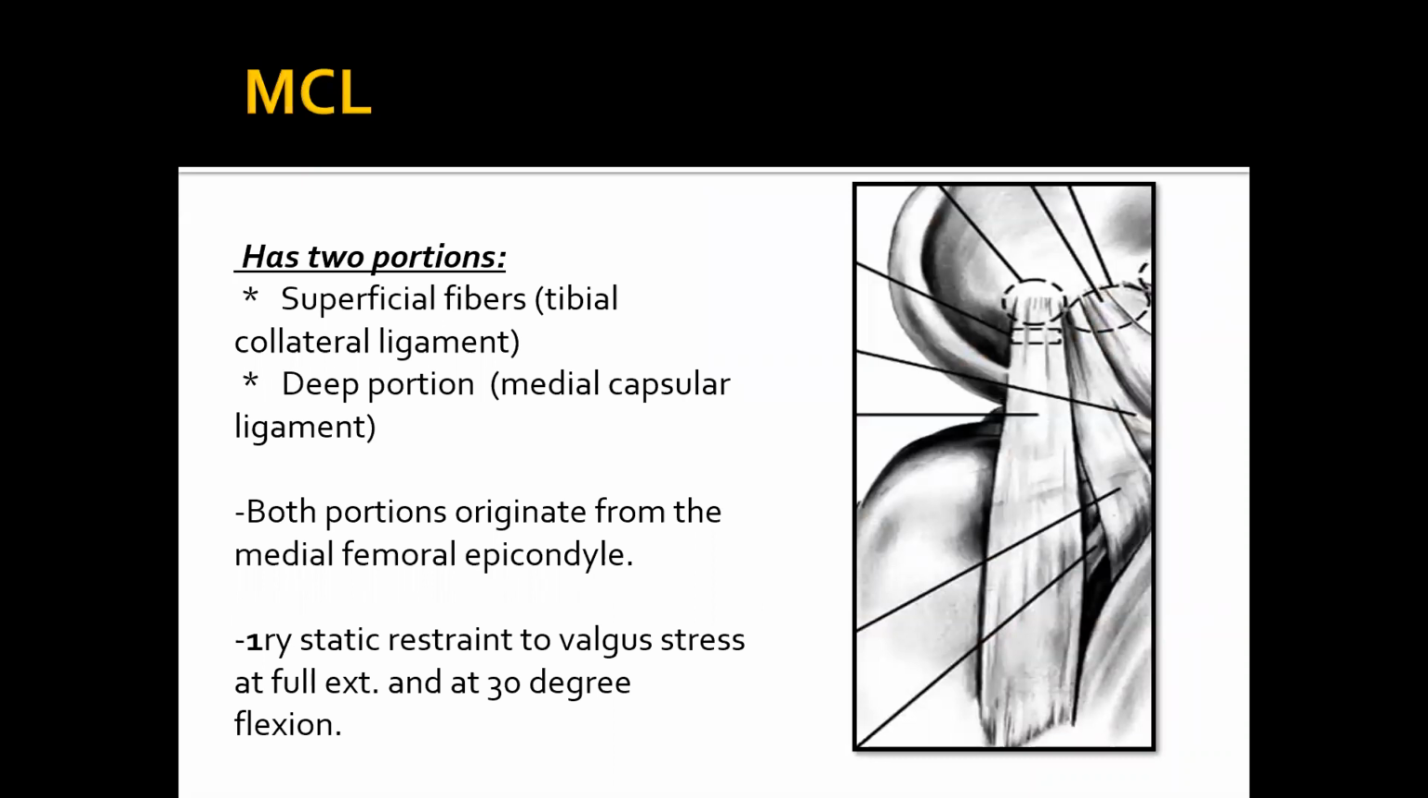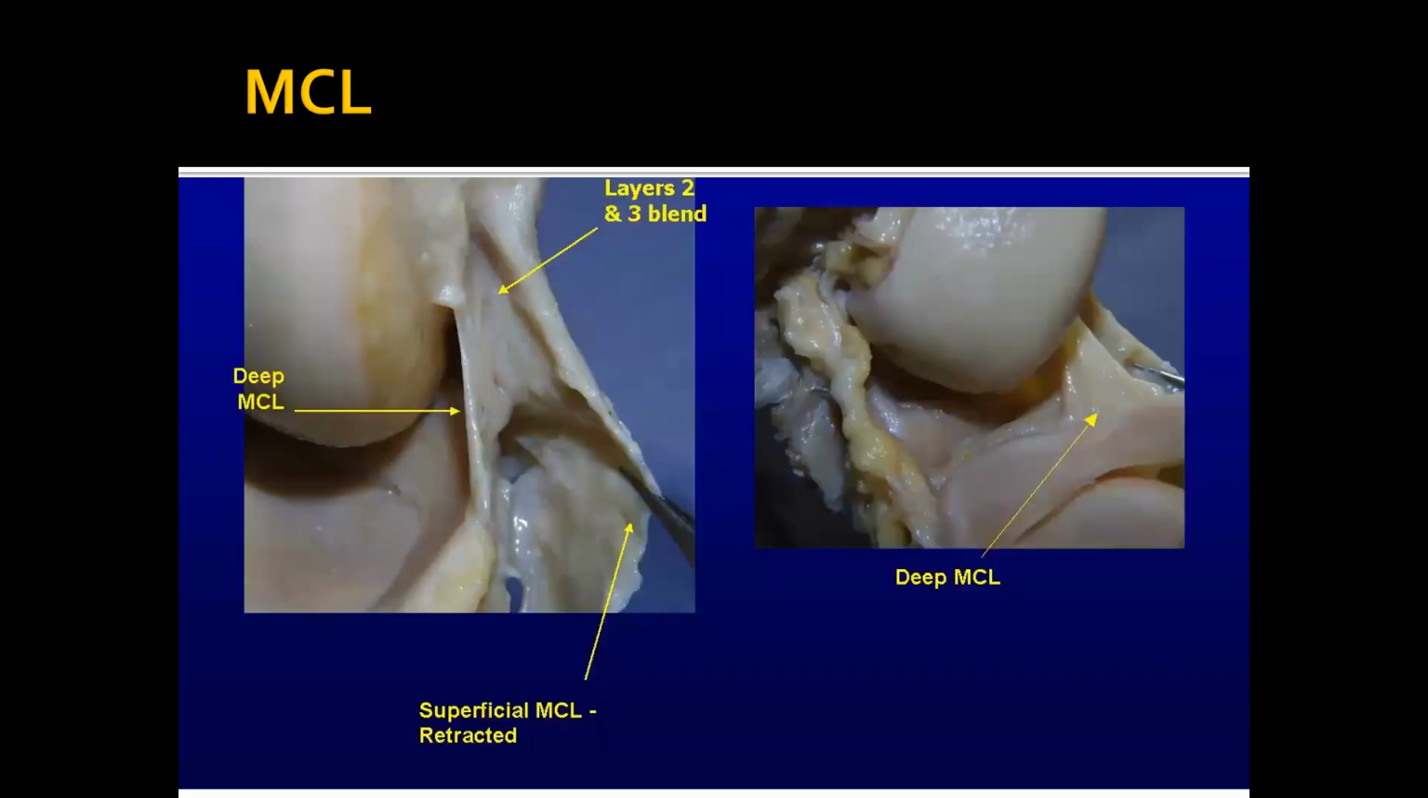Medially, the knee is supported by the MCL, or the medial collateral ligament, and it's formed of two parts, the superficial part and a deep part. The MCL is the main restraint to valgus forces around the knee. That's a cadaveric dissection showing how the MCL looks.